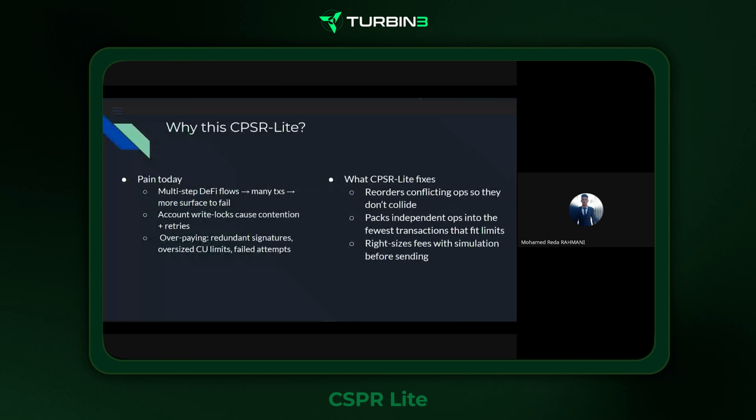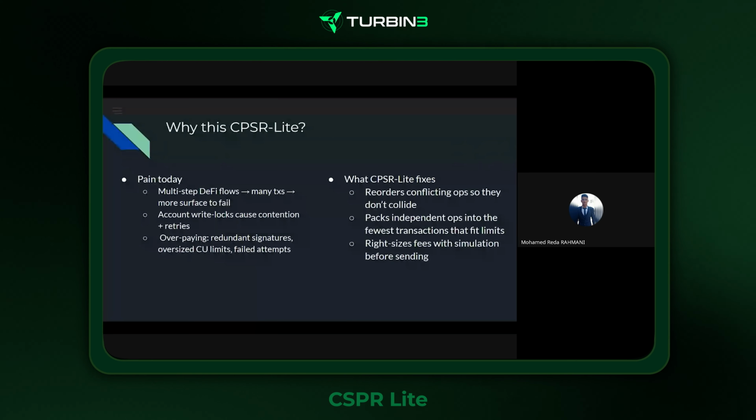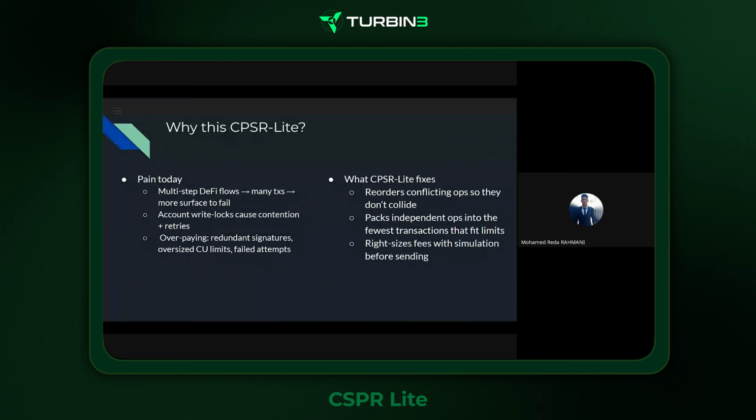So right now, DeFi flows on Solana are fragile. For example, when I do a swap, then add liquidity, then stake, each action becomes a separate transaction. Every extra step is another chance to fail. When the network is busy, popular pools get locked. Two people try to touch the same accounts and both transactions clash. We end up retrying again and again. That's what we call retry hell. And on top of that, we overpay in fees.